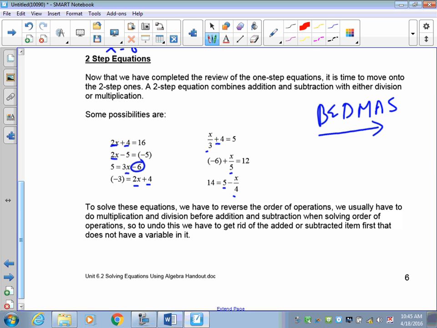Since I want to go backwards, I'm actually going to go this direction. So I always have to add or subtract first before I multiply and divide, which is the opposite of BEDMAS. So let's take a look at what that looks like.